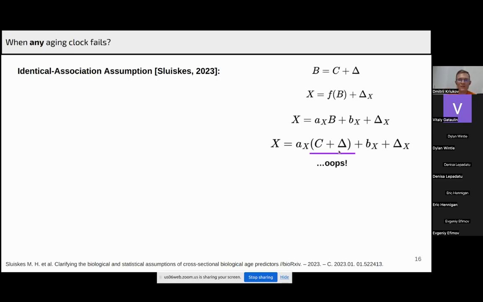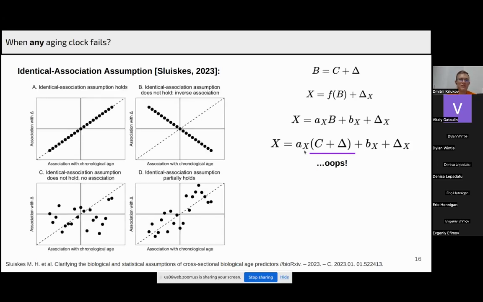Here we are finally faced with a problem. How do we know that chronological age c and delta determine x with the same coefficient a, which is the slope coefficient here? If you think that chronological age and age acceleration are coupled with x through the same a, you actually accept the identical association assumption in your model. This identical association assumption means that all the features in this plot, each point is a feature, a biomarker in your data set, are all on the same straight line, because if you use the identical association assumption, you use the same a coefficient.